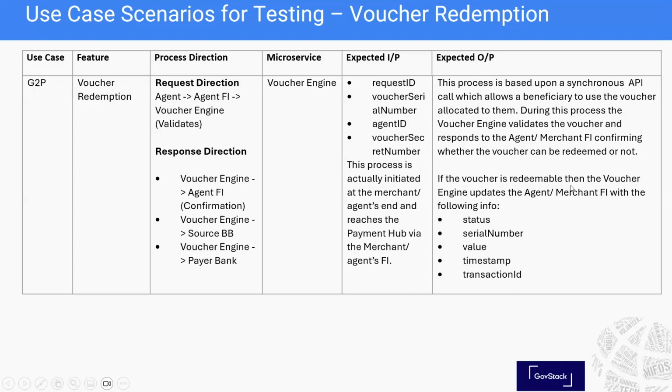If the voucher is redeemable, then the voucher engine updates the agent merchant FI with the following information. It tells the status of the voucher, it echoes back the serial number, and it echoes the value of the voucher that has been redeemed. It sends the timestamp to maintain a proper record of when that voucher was redeemed, also to match the expiry date and the time when the voucher was redeemed, so that they did not by any mistake differ, or that it is within the bounds. All of this information is kept for auditing purposes later on, along with the transaction ID.